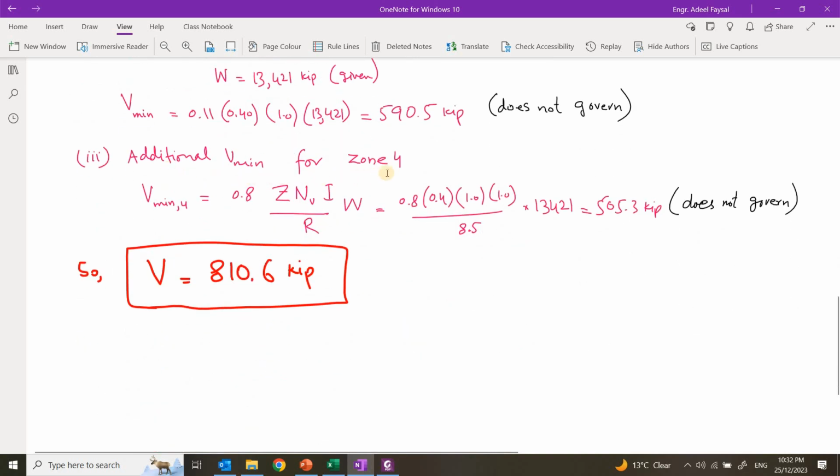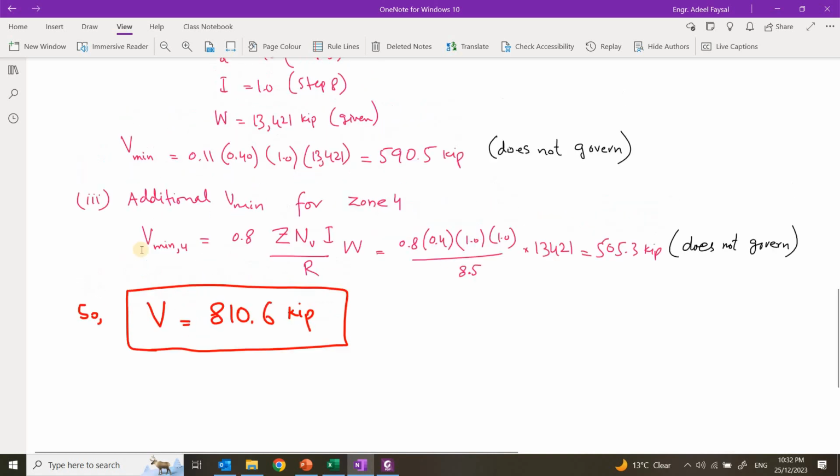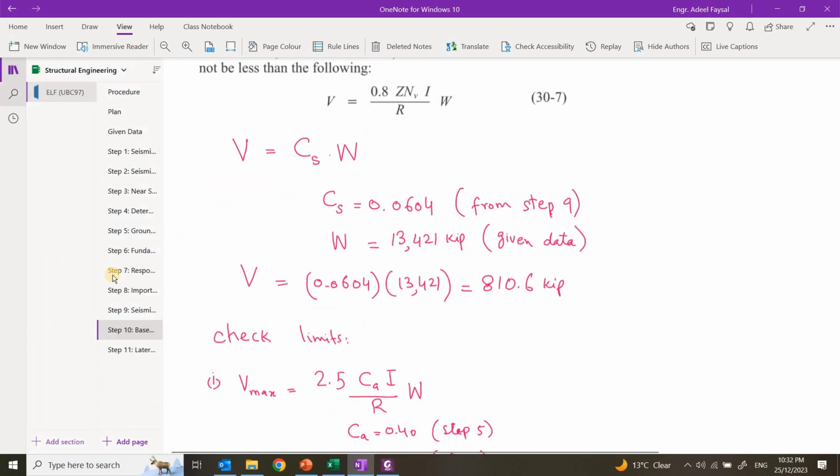Additional Vmin for zone 4, this is something especially related to zone 4. Since our zone is 4, as we know from the given data, we will also apply this check. So this is the V minimum especially for zone 4. You can see the factors 0.8 Z NVI over R times W, and these things again come from the previous steps. So 505.3 kip, again it doesn't govern, so V is 810.6 kip.